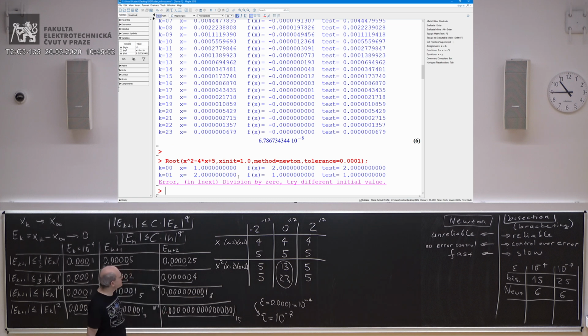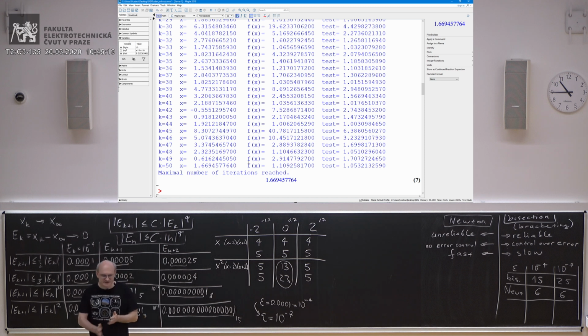Division by 0. That's one of the problems I've been talking about. At point 2, the derivative is 0, and when we try to divide, we are in trouble. Well, never mind. Let's start someplace else. Let's say 1.3. That's a nice starting point. It's almost 13.